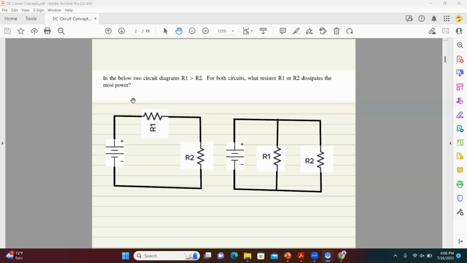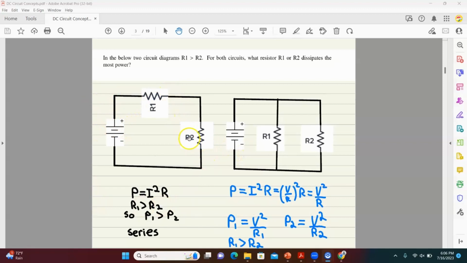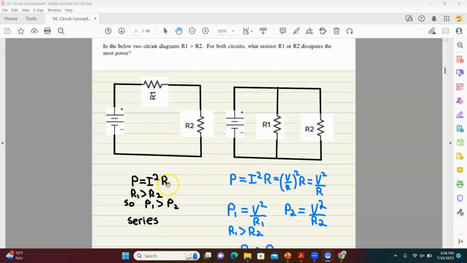The question is, which one of these resistors dissipates the most power? Power has units of energy per time. Which one of these resistors dissipates the most energy per time? In a series combination, the current is the same in both of the resistors. The formula for power, which is energy dissipated per time within the resistor, is I squared times R. Because the current in a series combination is the same, and we said that R1 is larger than R2, the power dissipated in resistor 1 is going to be larger than the power dissipated in resistor 2 when you're in a series combination.